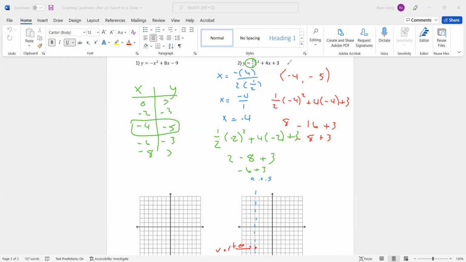All right, so let's go ahead and plot those. (-4, -5) is there. (-2, -3). (0, 3). (-6, -3). -8 doesn't quite fit, but that's okay. You can kind of ballpark it. You know what you're getting here. You're getting a U that's facing up. Okay, hopefully that made sense. And that's graphing quadratics.